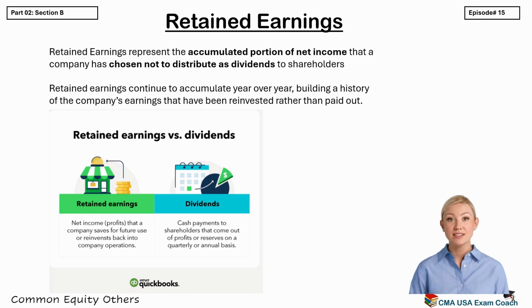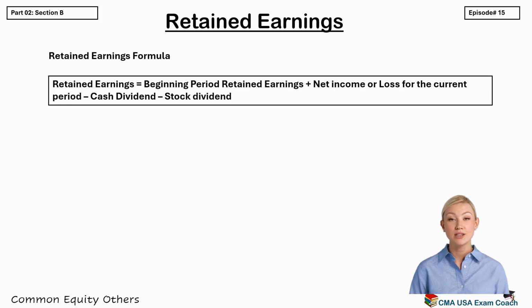For stock dividends, retained earnings are reduced by the fair value or par value of the additional shares issued, depending on the accounting policy. Let's now quickly understand the basic equation for retained earnings. Retained earnings equals opening retained earnings plus net income, or loss for the current period, minus cash dividends, minus stock dividends. This equation simply shows how the retained earnings balance is updated each year.